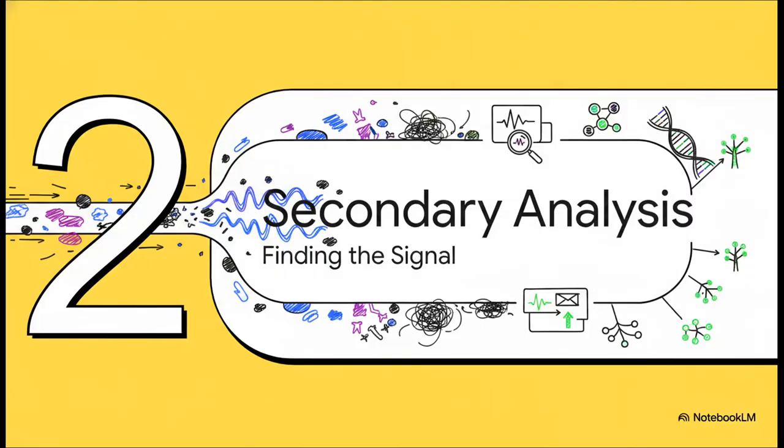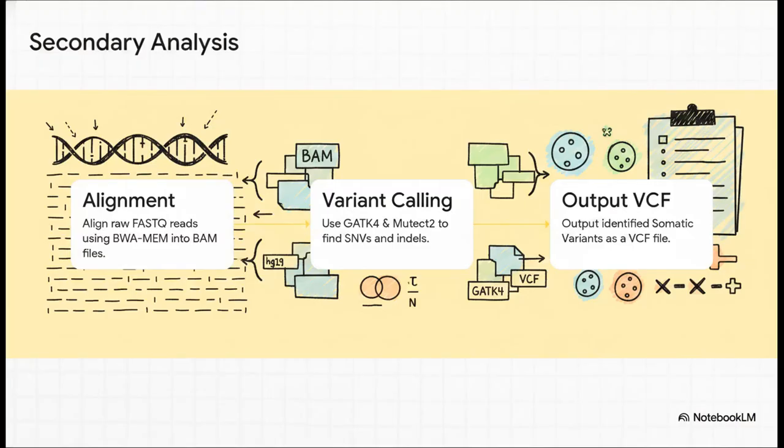Moving on to Section 2, Finding Signal Through Secondary Analysis. Let's actually break down this computational progression, step by step. In Step 1, those raw FASTQ sequence reads are aligned to the human reference genome using tools like BWA-MEM, which creates our analysis-ready BAM files.